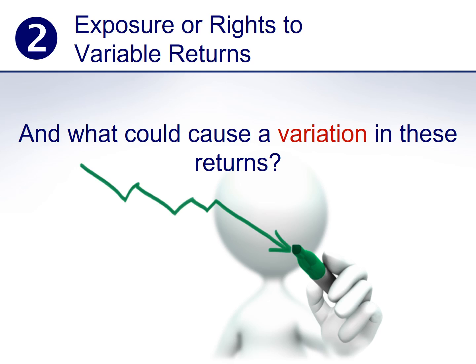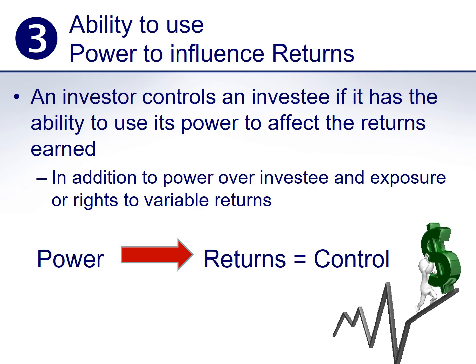And although the returns might be to a large extent dependent on the state of the economy and external factors, it would be the entity's ability to intervene or to respond to external factors such as the economy and the markets, which would then take us to the third element of the definition of control, which is the ability to use power to influence the returns.